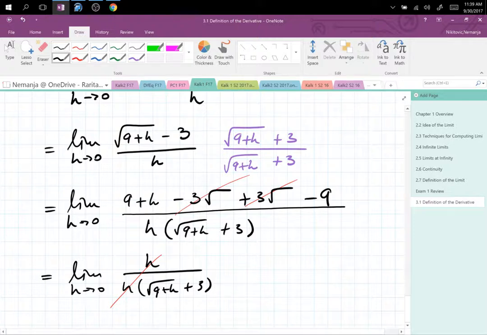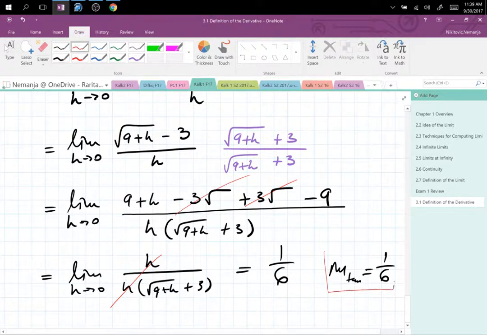Where h is equal to 0, you have 1 over 6. The slope of the tangent line is 1 over 6. Because h is 0, so 9 plus 0 is 9, the square root of 9 is 3, 3 plus 3 is 6, and that was in the denominator, so 1 over 6.